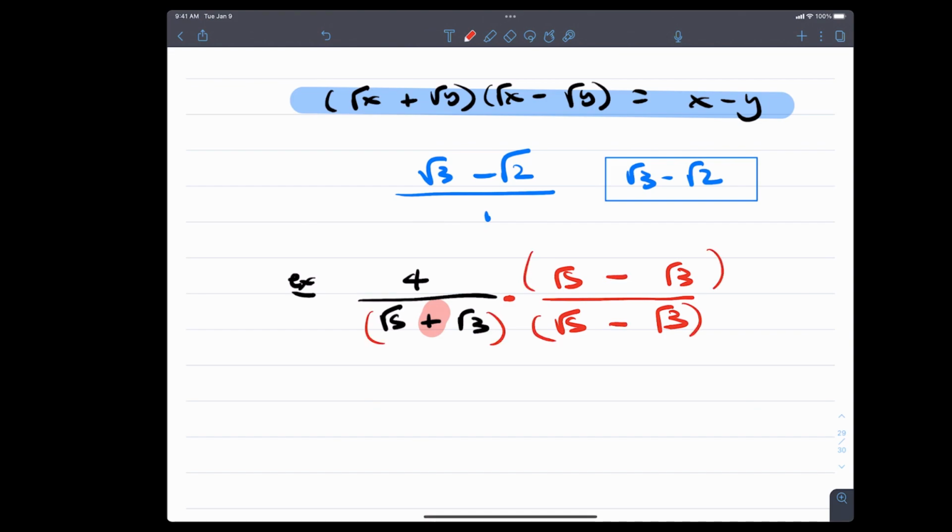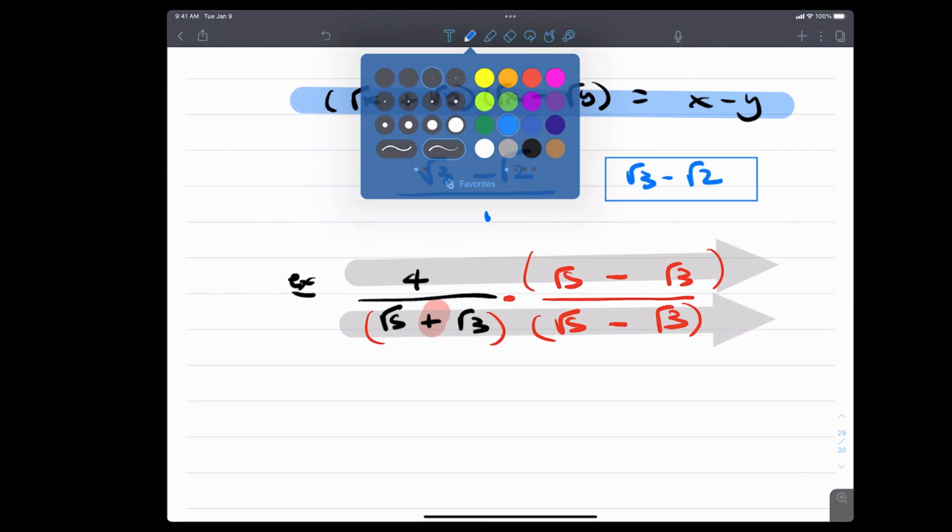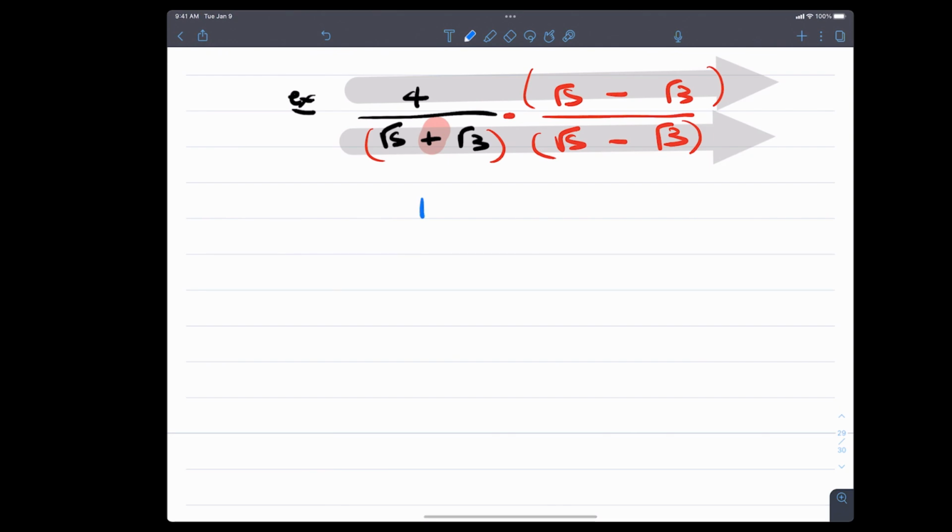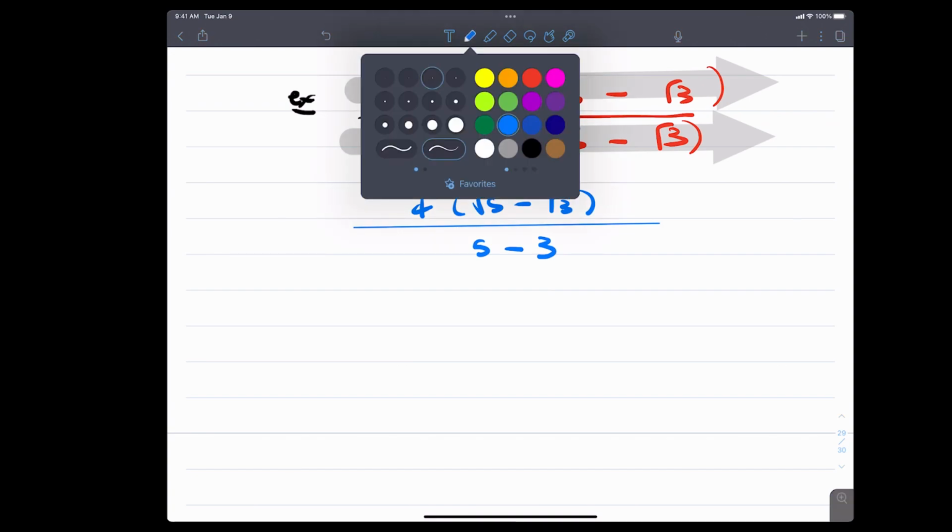Okay, put those parentheses. It's going to help you when you multiply straight across, I think. Here you go. Four times the square root of 5 minus the square root of 3, everything over 5 minus 3. Well, you could. What do you think is going to happen if you use FOIL here on the bottom?